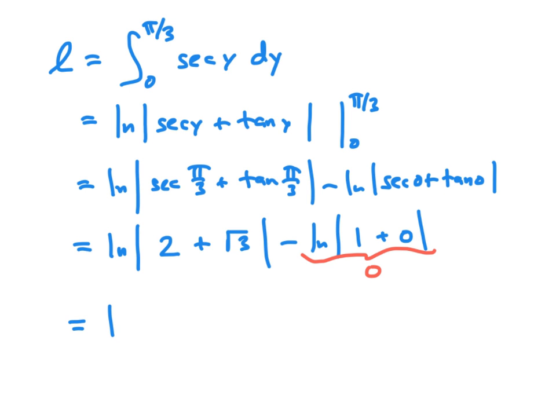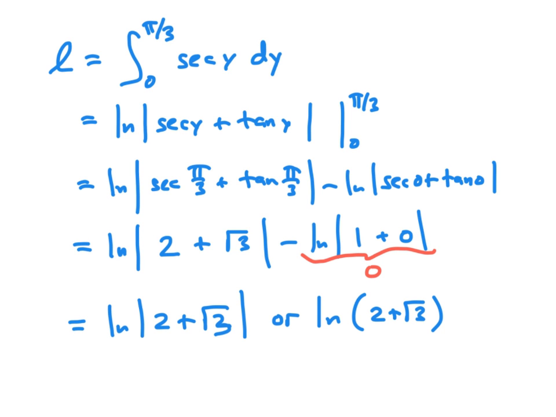And so the length of our curve on our appropriate interval is simply the natural log of 2 plus square root of 3. And here, if we want, we can actually leave off those absolute value bars because 2 plus square root of 3 is, in fact, a positive number. And so the absolute value does not change anything. And so here is the arc length of our function from 0 to pi over 3.